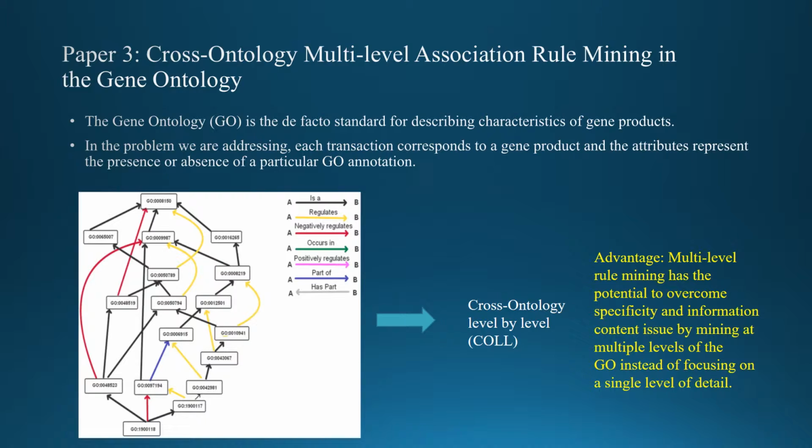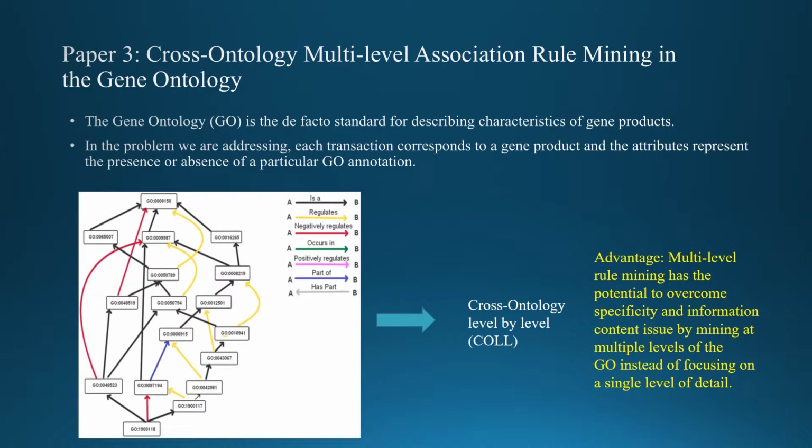In paper 3, the topic I've chosen is cross-ontology multi-level association rule mining in the gene ontology. So starting with what gene ontology is, it's the standard platform for describing characteristics of gene products. Gene products include different components like biomarkers, gene tables, and a lot of them.